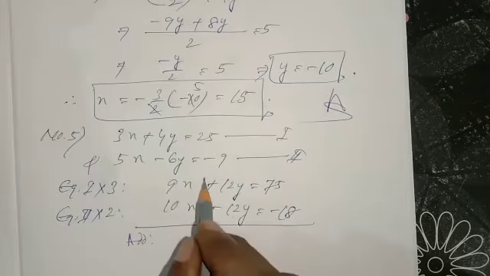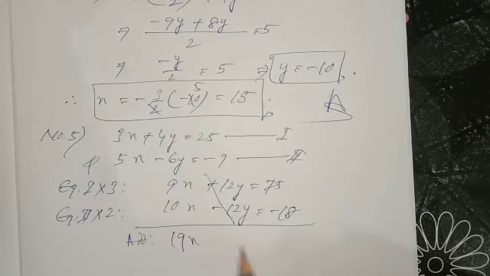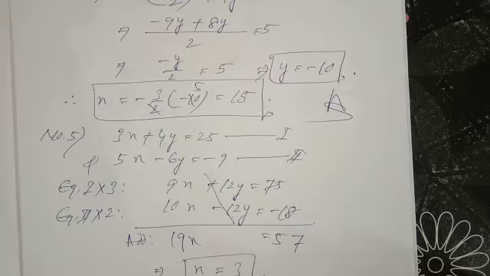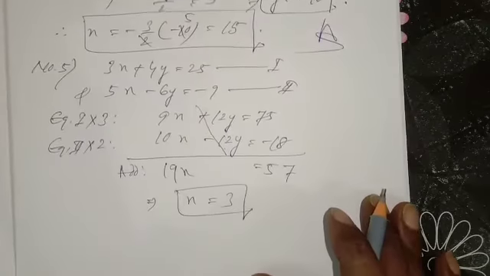The result will be 19x, and on this side 75 minus 18, it will be how much? 57. Therefore x will be how much? 57 divided by 19, 19 times 3 is 57. Therefore x is equal to 3.